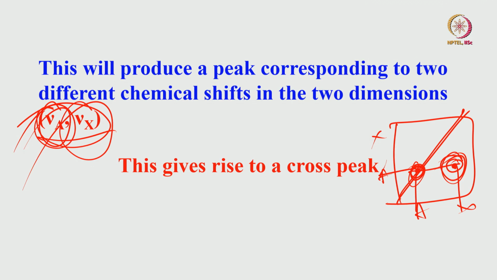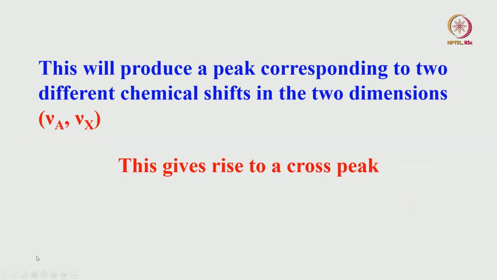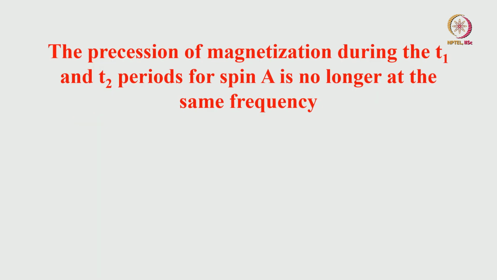Meaning, go along the chemical shift of A, go horizontally, you get a peak here, come vertically down, you get a peak here. This corresponds to the chemical shift of X, this corresponds to the chemical shift of A. That is what it means. So you get a cross peak, where in one dimension you get the chemical shift frequency of one, and in the other dimension you get the chemical shift frequency of the other. It is called a cross peak.